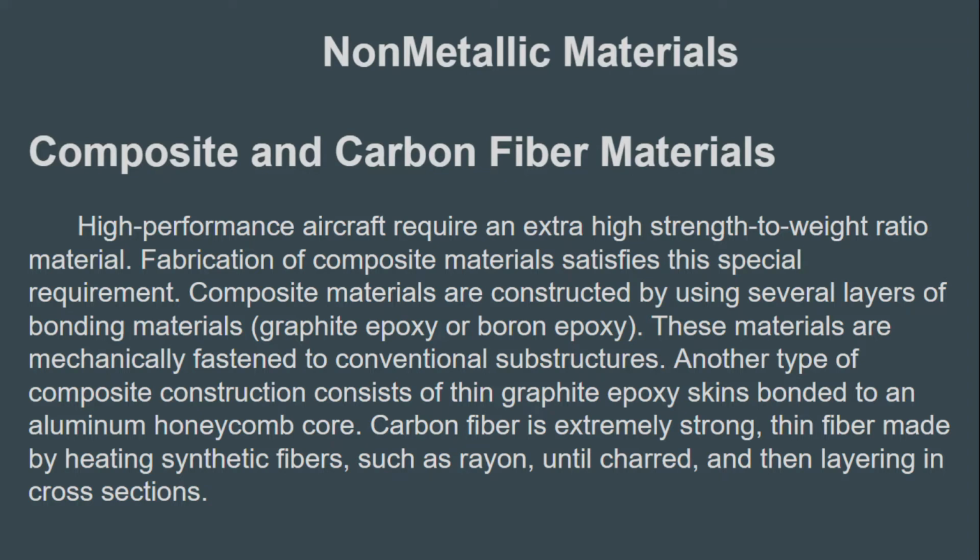Composite materials are constructed by using several layers of bonding materials, graphite epoxy or boron epoxy. These materials are mechanically fastened to conventional substructures. Another type of composite construction consists of thin graphite epoxy skins bonded to an aluminum honeycomb core.